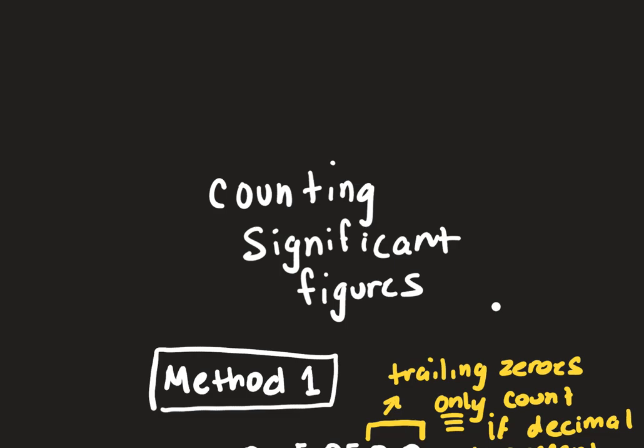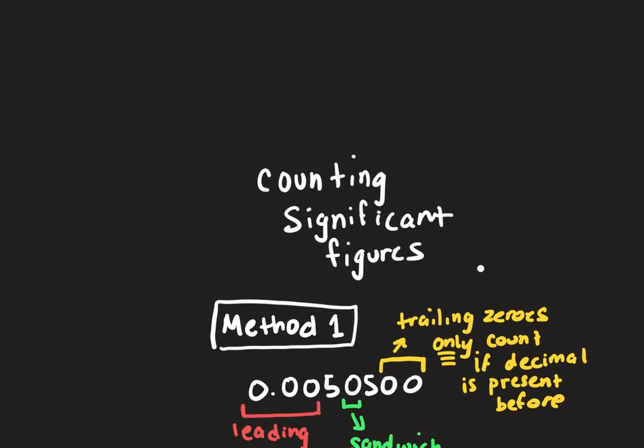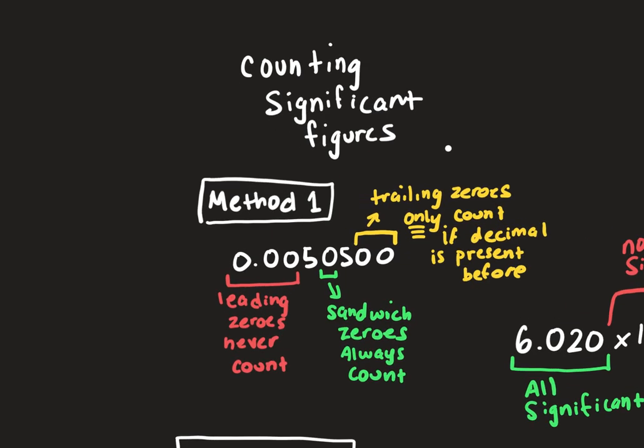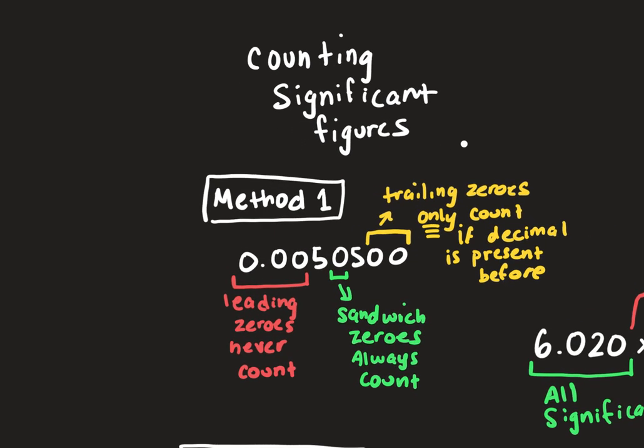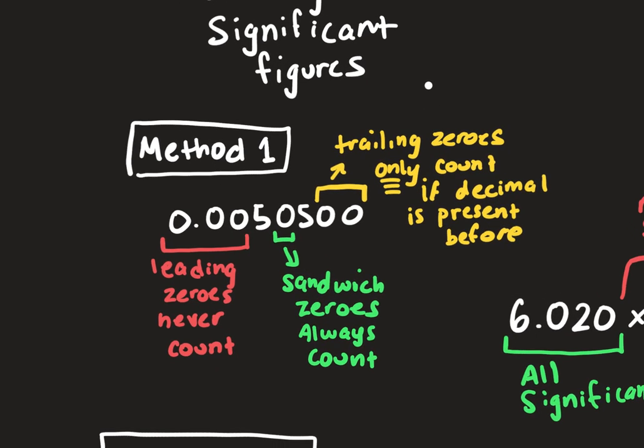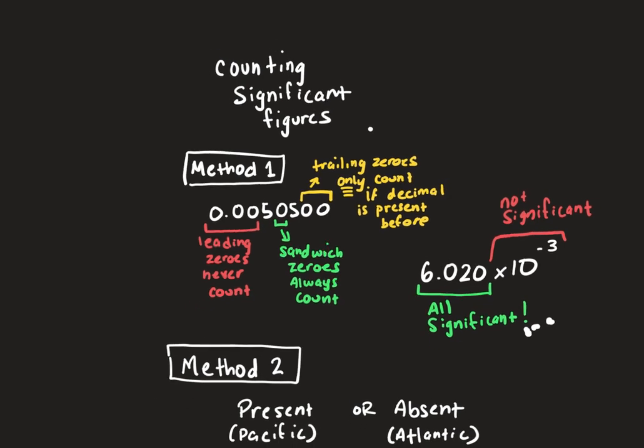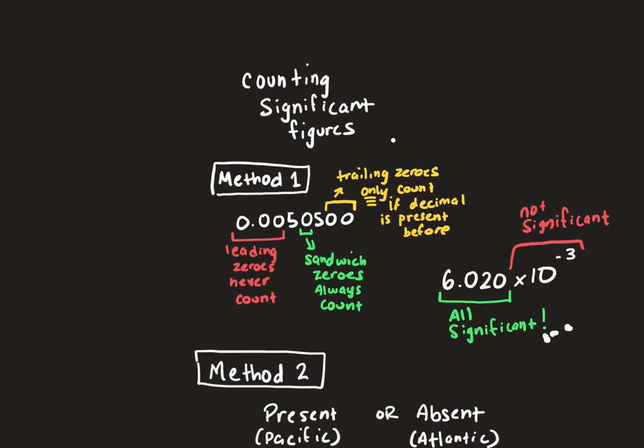Okay, counting significant figures. There are really two methods to this. The first method is, if we look at an example like this, in red you can clearly see that the leading zeros never count as significant, okay? Now, what about here in the middle with the green? You can clearly see that any sandwich zeros always count. They're always significant. And then finally, the yellow here, we can see trailing zeros only count if a decimal is present before that. Okay, that's how we count significant figures.